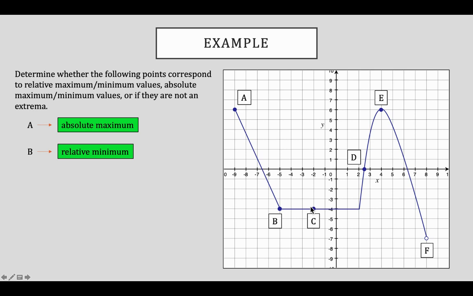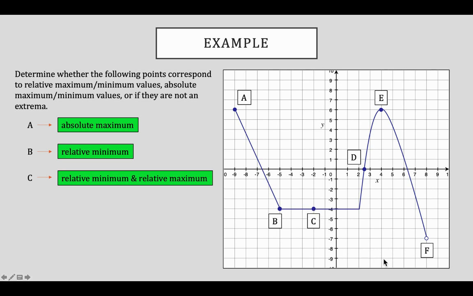Let's move on to point C. Well, notice we have this horizontal component of our graph. Point C, the y value associated with point C, is equal to the y value immediately to the left and immediately to the right. This one's a little bit tricky. Point C is actually considered both a relative maximum and a relative minimum.